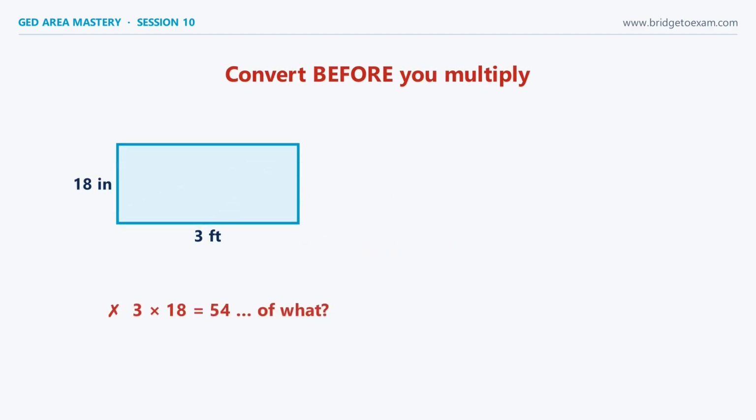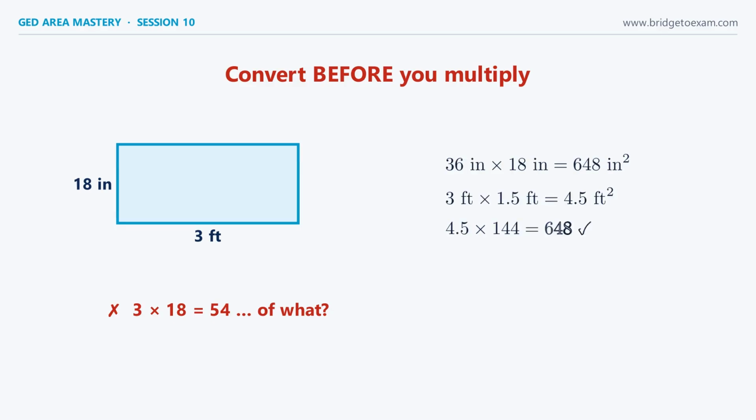First rule: area formulas need compatible units. If a rectangle is 3 feet long and 18 inches wide, you cannot multiply 3 by 18 and stick a unit on the end. That number means nothing. Convert first. 3 feet is 36 inches, so 36 times 18 is 648 square inches. Or convert the other way. 18 inches is 1.5 feet, so the area is 4.5 square feet. Both agree. 4.5 times 144 is 648.